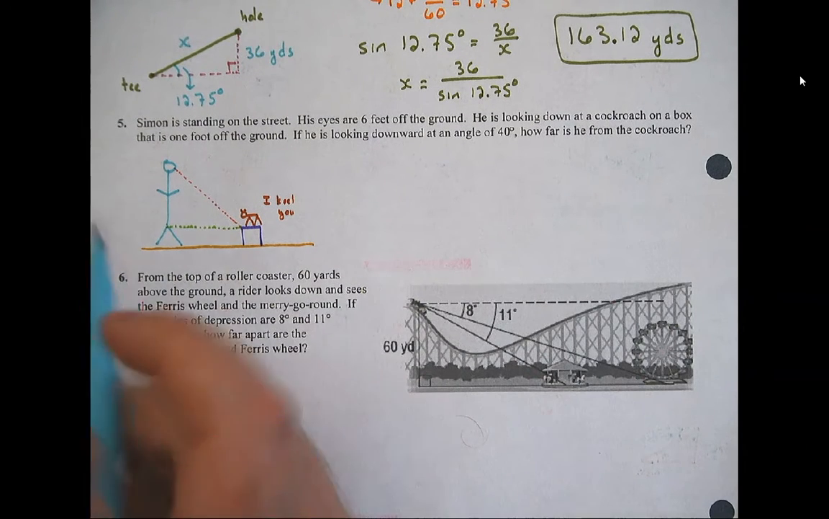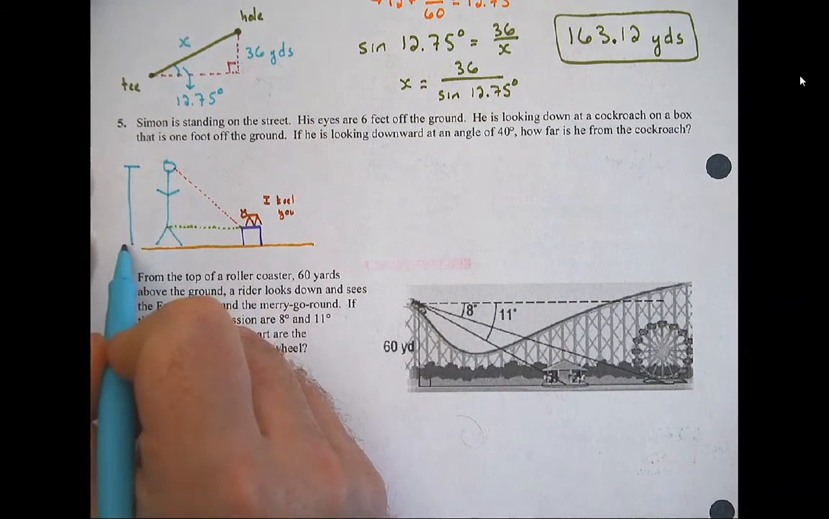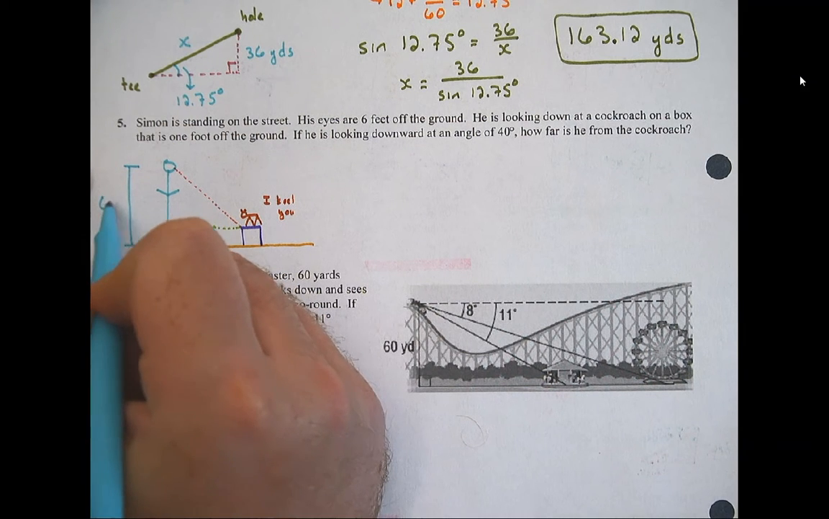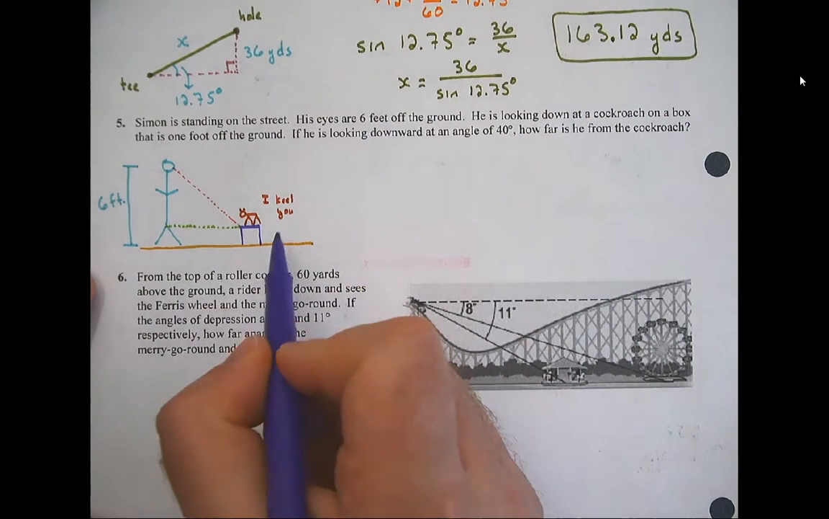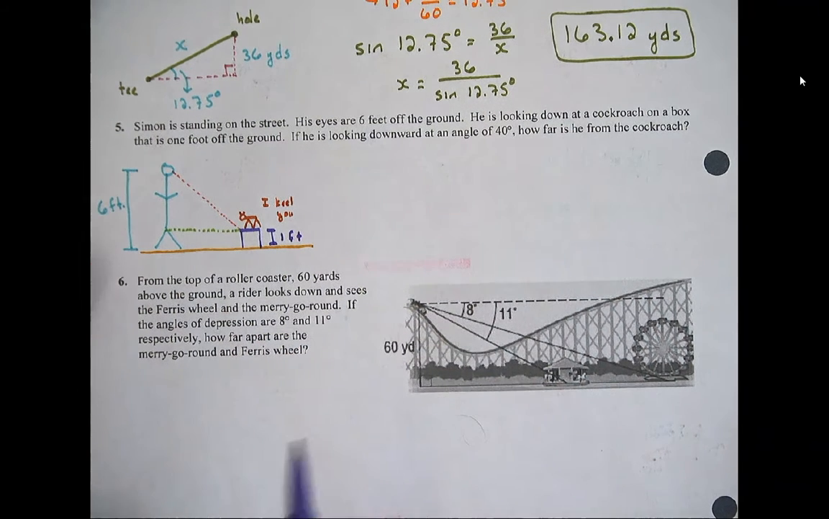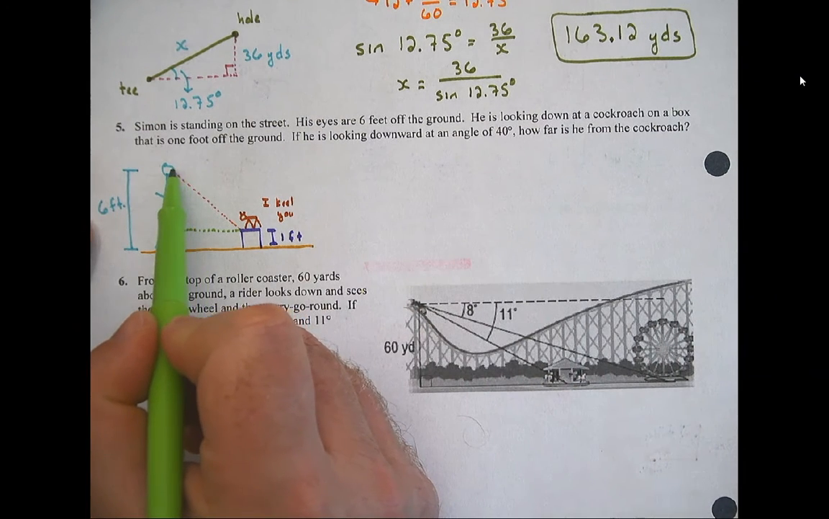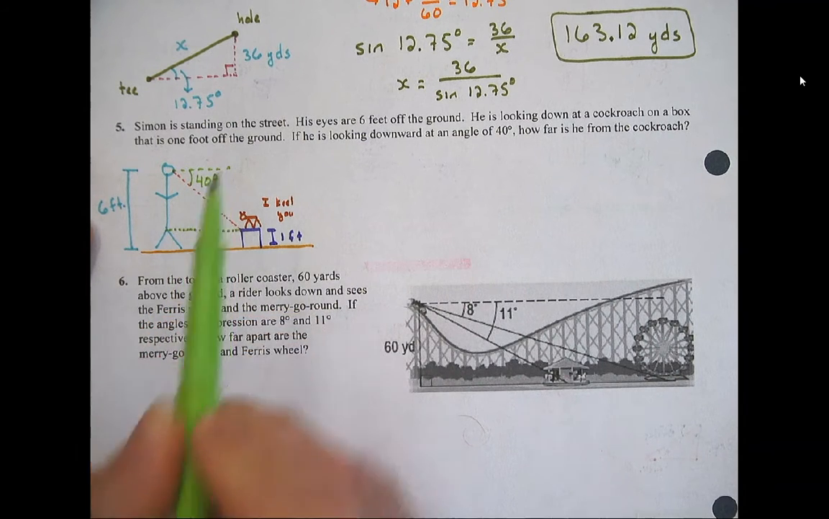So now we can start to add some numbers. We know to Simon's eyes we have a height of 6 feet. Looking down at the cockroach, 1 foot off the ground. So we know that the box is at a height of 1 foot. He's looking downward at an angle of 40 degrees. So that's an angle of depression. So as he looks forward and then looks down, that creates an angle of 40 degrees.